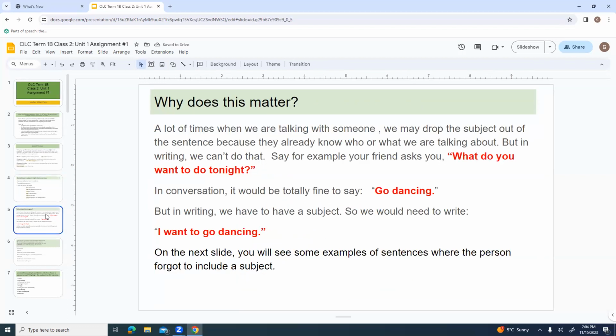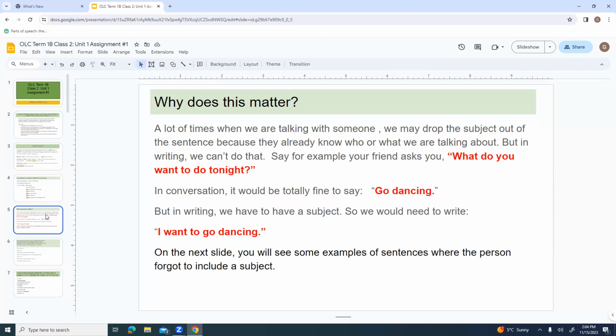Why does this even matter? Well, because a lot of times when we're talking with someone, it's really common for us to drop the subject out of a sentence because we already know who or what we're talking about. But in writing, we can't do that. So, for example, if your friend asks you in person, what do you want to do tonight? In conversation, it would be totally fine to say, go dancing. But in writing, we have to have a subject. So we would need to write, I want to go dancing.